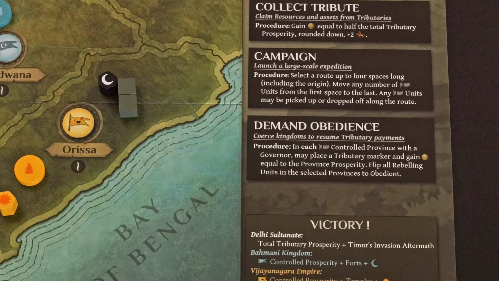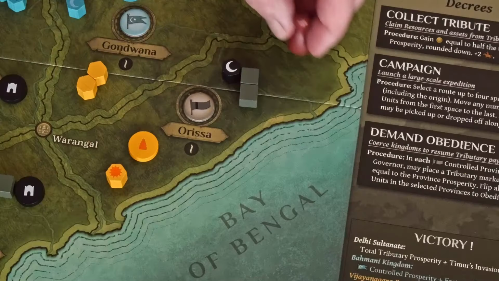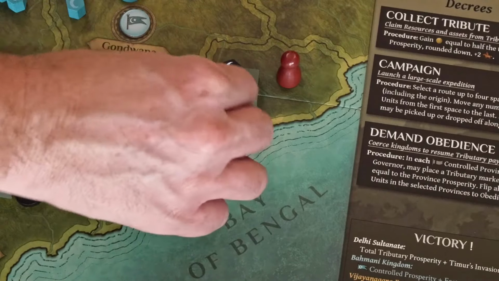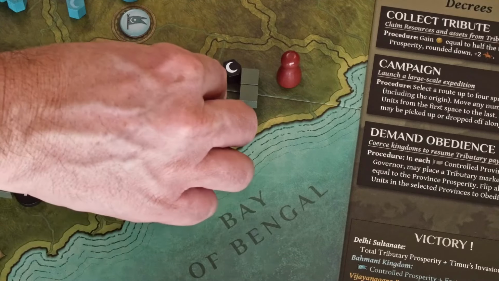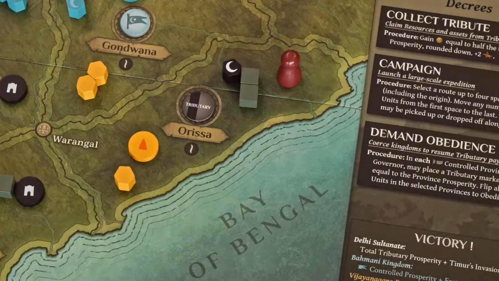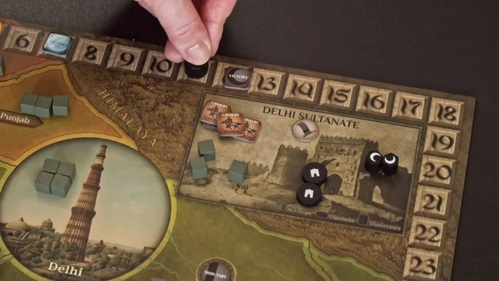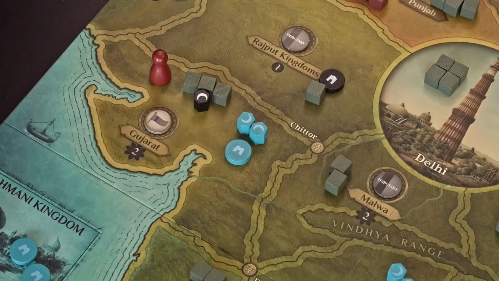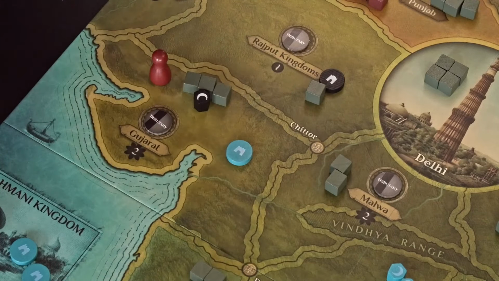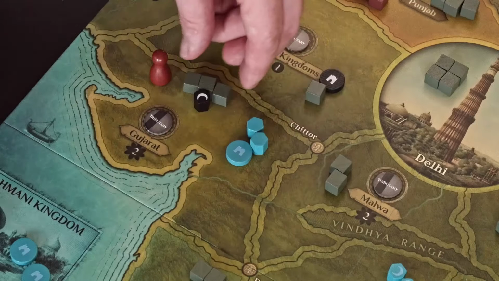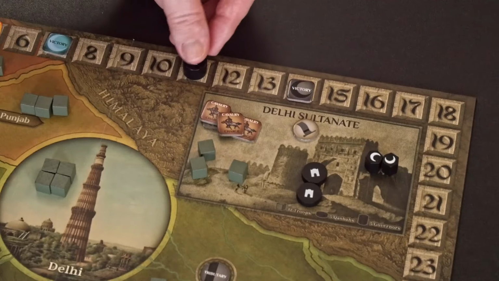Demand tribute is how the Sultanate puts tributary markers back down on the map, though first it will need to control an independent space, and a powerful governor will need to be present. In any provinces that are Sultanate controlled and contain a governor, the Sultanate may convert these spaces back into tributaries and collect resources equal to those provinces' prosperity. Be sure to adjust the victory points track and the resources. Rebelling units there are placed back to obedient, a firm message from the Sultan.